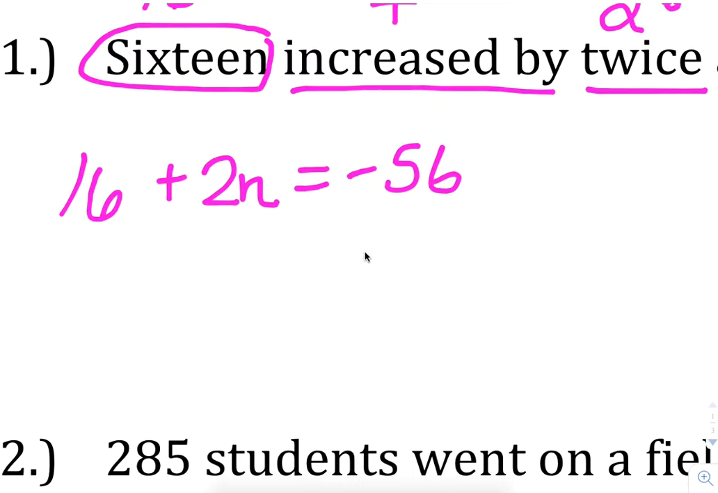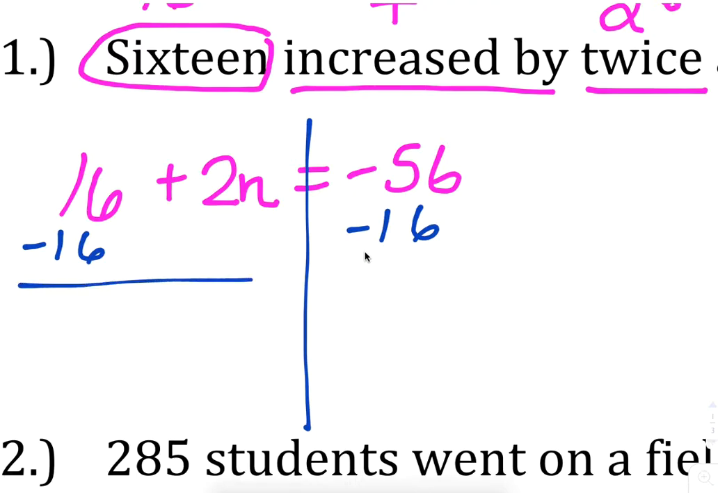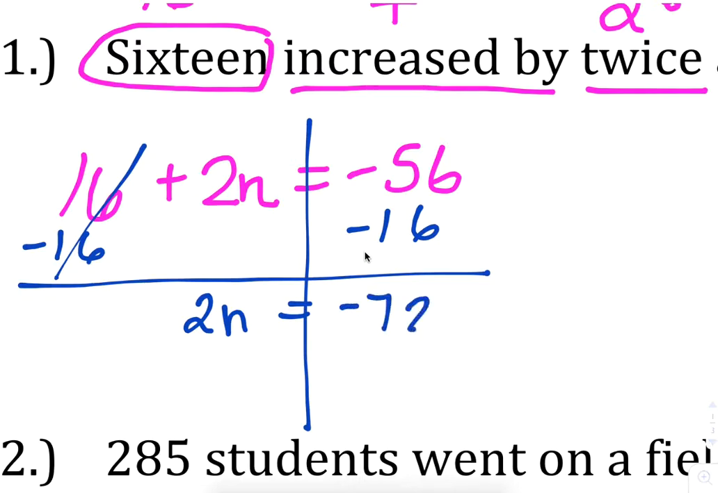All right, let's talk about solving this one. First thing, I need to kick the loner out of the party. So who's the loner? Good, it's the 16. We're going to subtract 16 from both sides. Be really careful with your negatives here, because we have 2n equals what's negative 56 minus 16. Type that in a calculator. It should be negative 72.